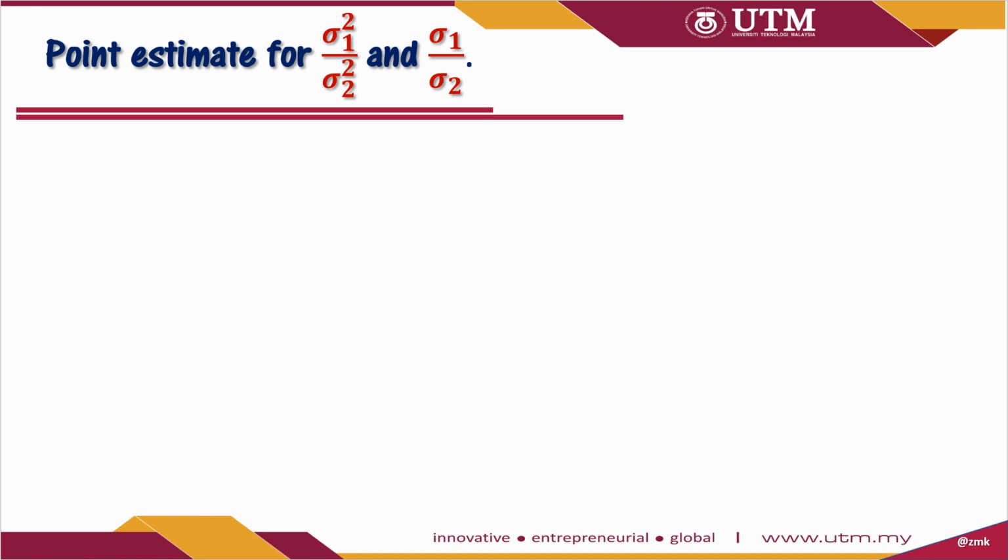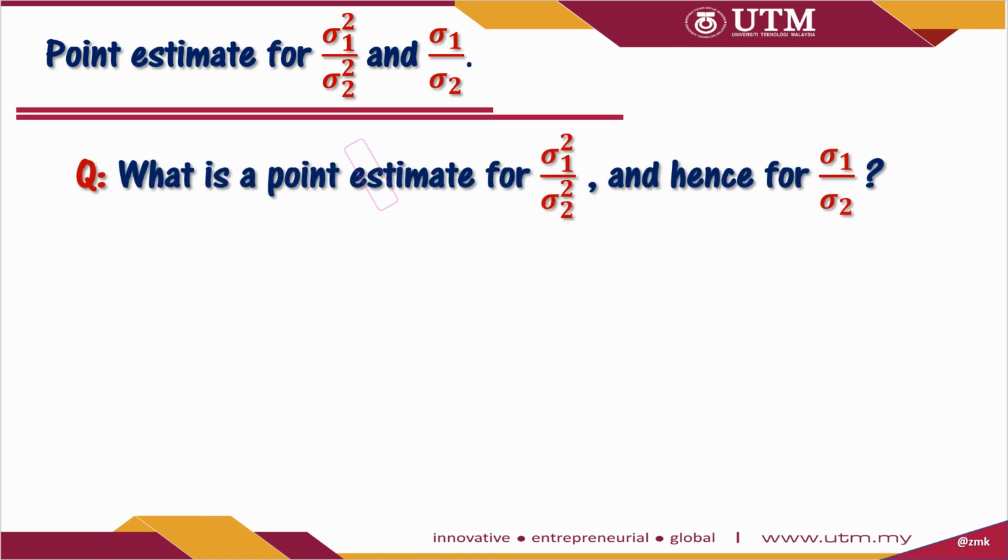If we want to compare the variability existing in the two populations, we can look at the ratio of the two population variances. However, since the population variances are unknown, how are we going to estimate the ratio of these two unknown population variances? That is, what is a point estimate for the ratio of sigma 1 squared to sigma 2 squared? And hence, what is the point estimate for the ratio of two unknown population standard deviations, sigma 1 to sigma 2?